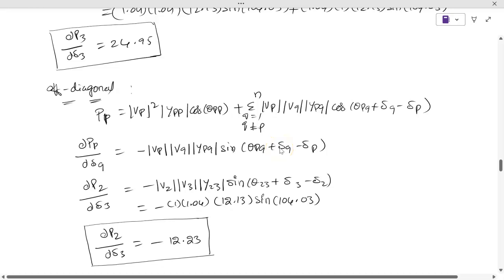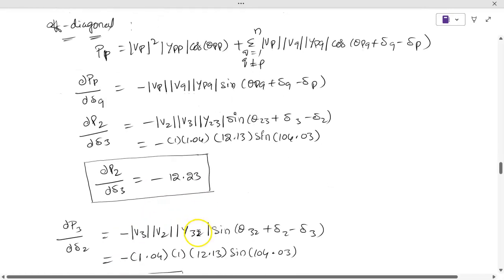after derivation, differentiation we will get it. And then now we have to calculate dou P2 by dou del 3 from that J1 elements. Here our P value is 2, Q value is equal to 3. Then substituting the values, we will finally get minus 12.23.